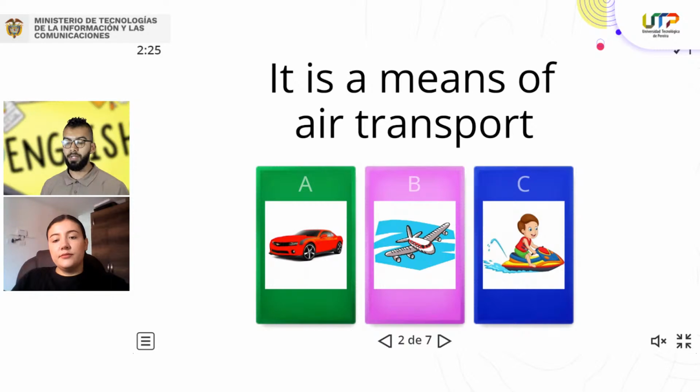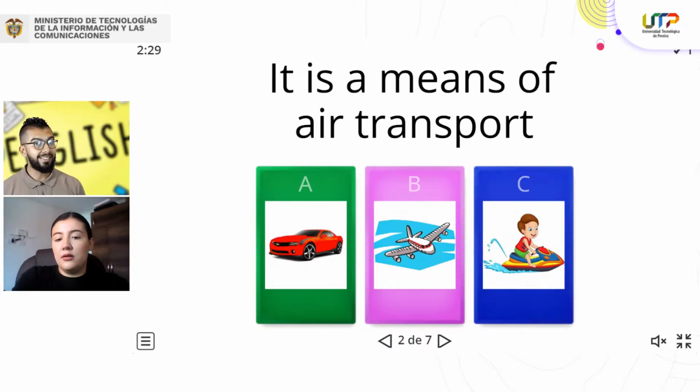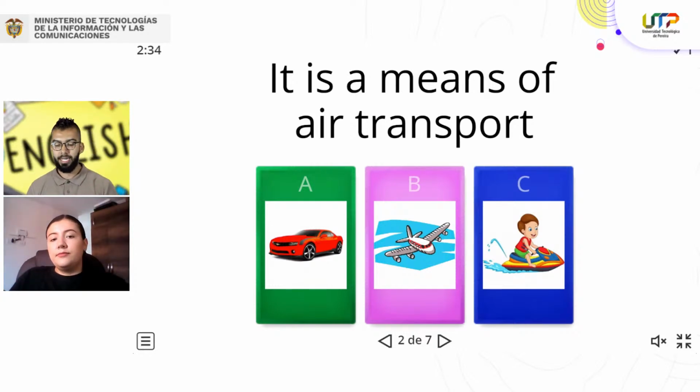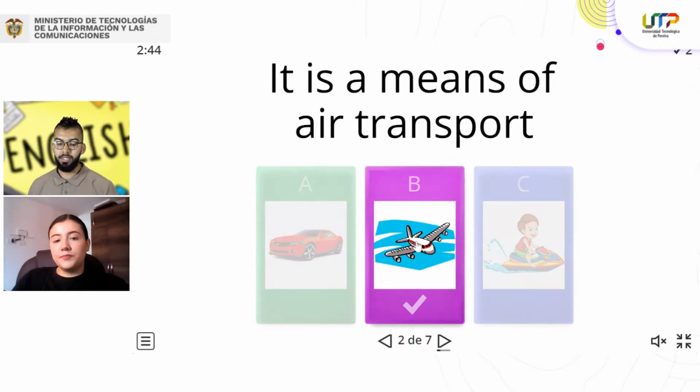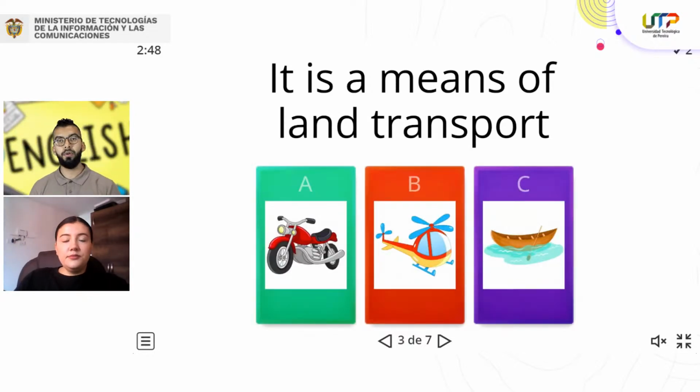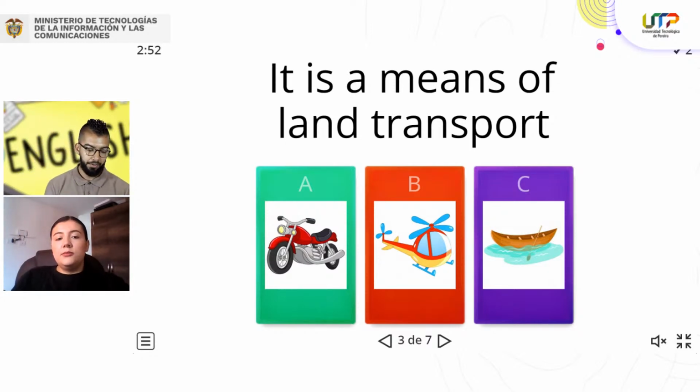Para las siguientes respuestas vamos a responder A, B o C más el nombre de ese medio de transporte. ¿Listo? Para las siguientes. Por ejemplo, si esta fuera la siguiente, ustedes van a responder B, airplane. Okay? But yes, that's true. A means of transportation which moves through the air is the airplane. That's correct. Very good, guys.